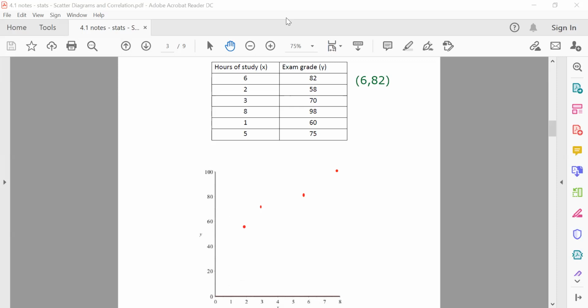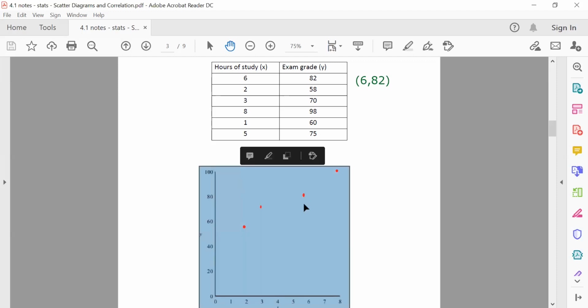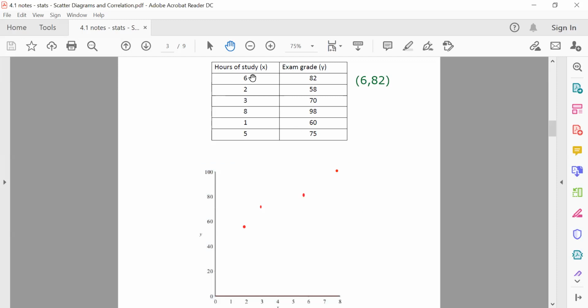It didn't get big enough. 1, 60. Why does it not want to? There we go. And then 5, 75 would be right around here. So the dots are not perfect because I literally just have to use a circle tool and create a circle.